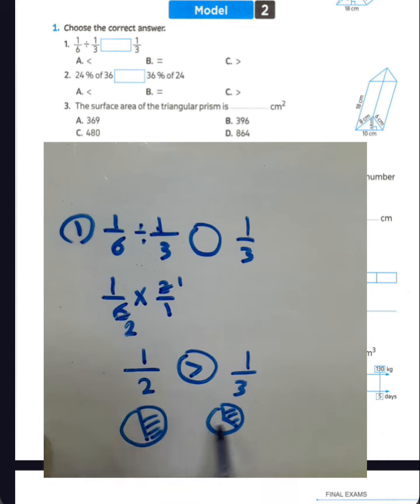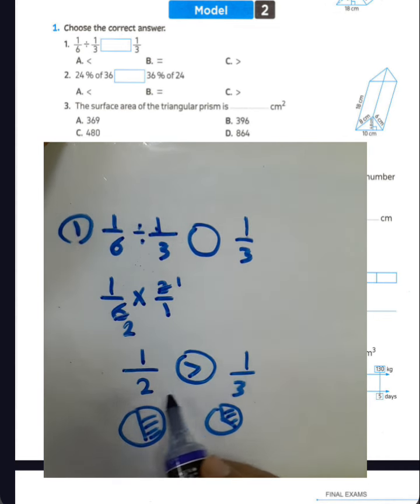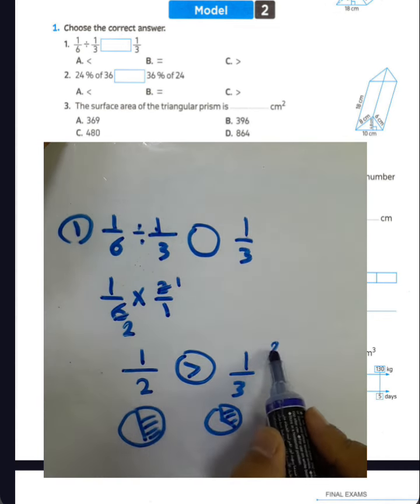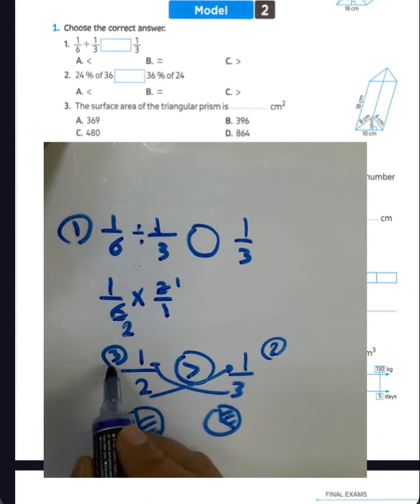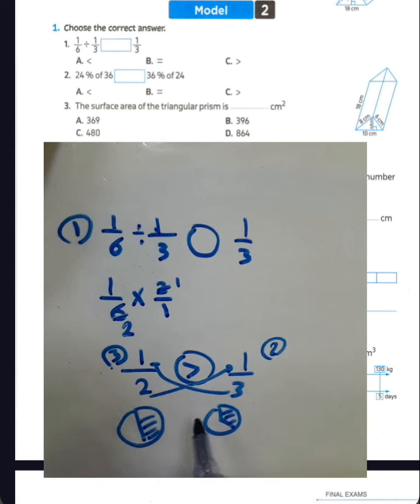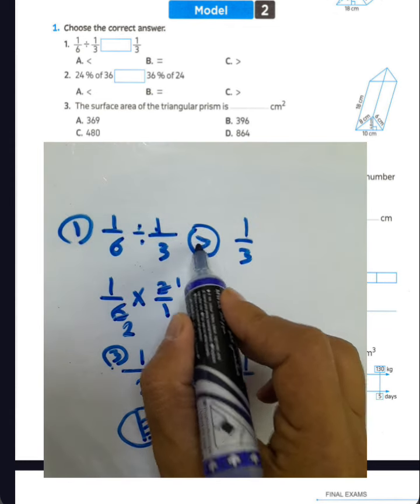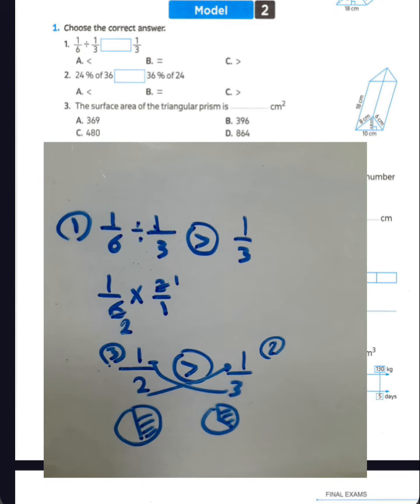Or you can write the product of extremes equals the product of means: 2 times 1 equals 2, and 3 times 1 equals 3, then 3 is greater than 2. Then half will be greater than a third. The result here will be greater than. Okay, understood? It was question number 1.